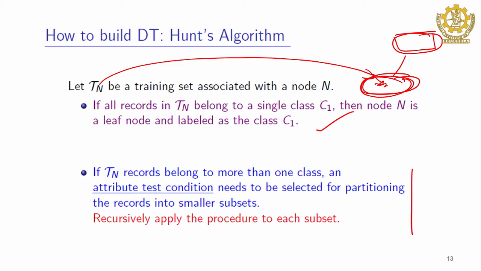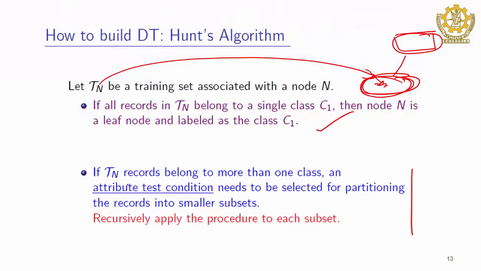Now, here we go. If Tn records belong to more than one class, that is obvious. You have a given training data set with multiple classes, otherwise there is no task even. If all objects belong to a single class, then you do not have any information of the other classes. That is not the actual problem of classification. The problem is when Tn records belong to more than one class.